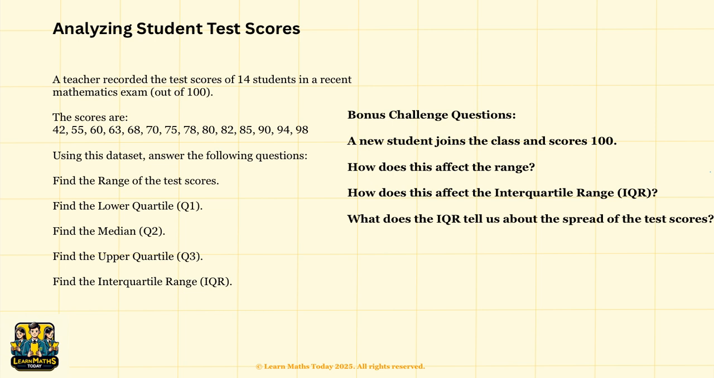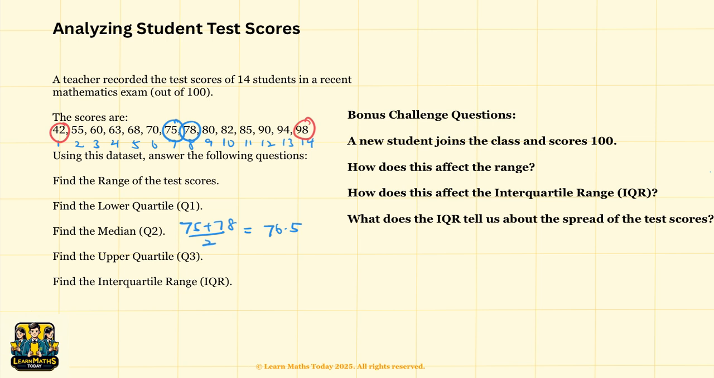You can see that there are 14 test scores. 14 is an even number. That means to find the median, we just have to find the average of the two median numbers. The middle two numbers are 75 and 78, and so the median will be 76.5. The range is simply the maximum value minus the minimum value, which gives us 98 minus 42 equal to 56.